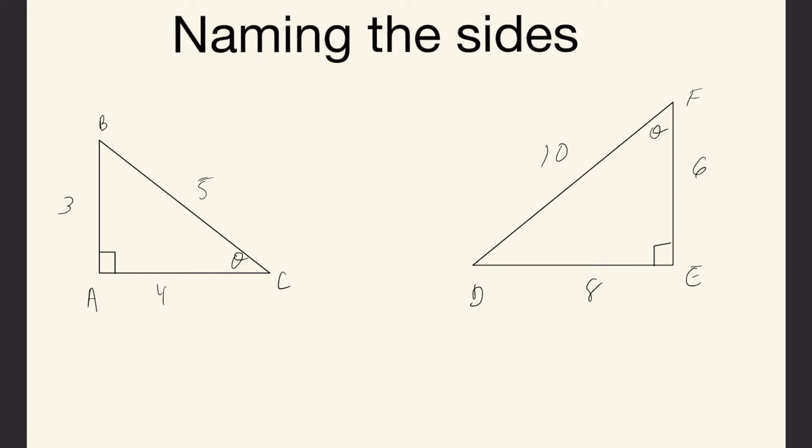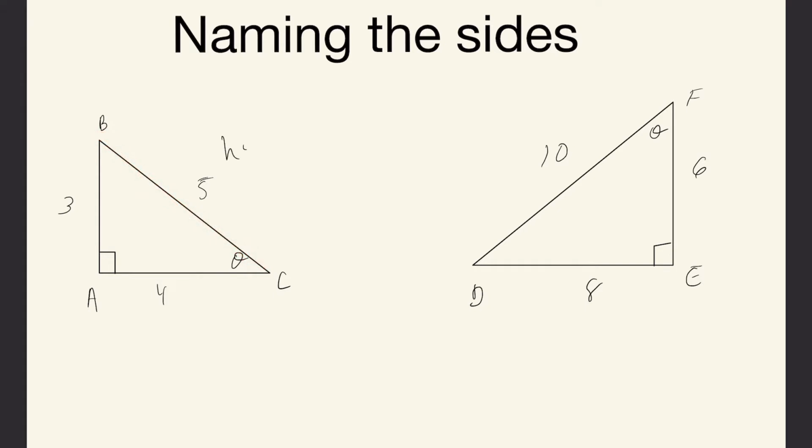So if you remember back from geometry, you have two different types of sides. You have the legs and you have the hypotenuse. The hypotenuse is going to be the longest side of the right triangle. It can also be found by looking at the right angle, and it will always be the side across from it. So in this example, BC, or the one with a 5, is your hypotenuse.